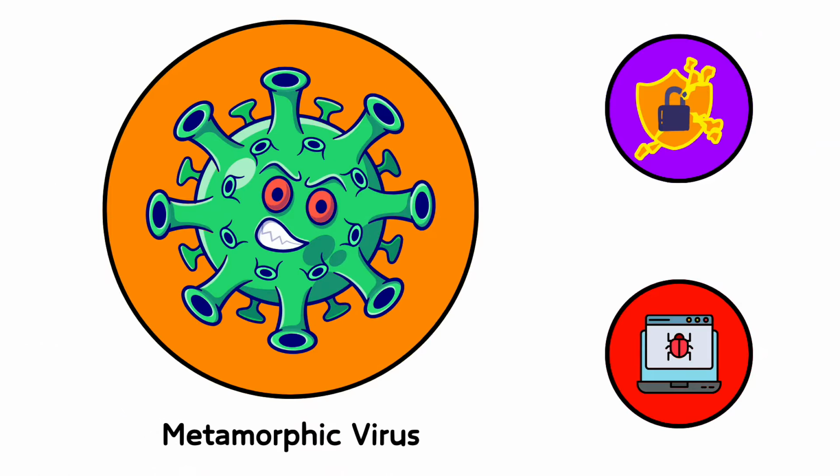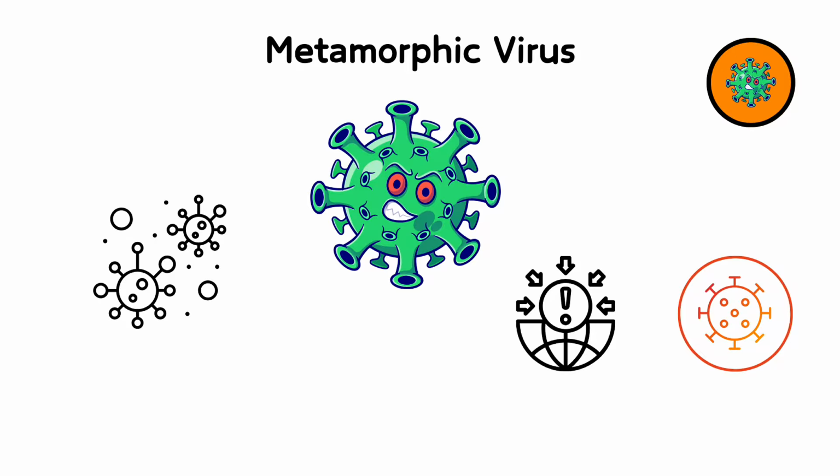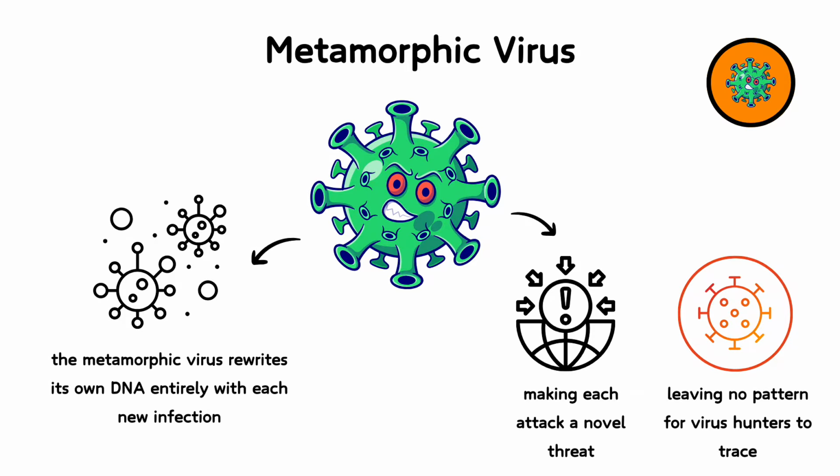Metamorphic Virus. Even more elusive than its polymorphic cousin, the metamorphic virus rewrites its own DNA entirely with each new infection. It's like catching a criminal who not only changes their outfit but their fingerprints and face, making each attack a novel threat, leaving no pattern for virus hunters to trace.